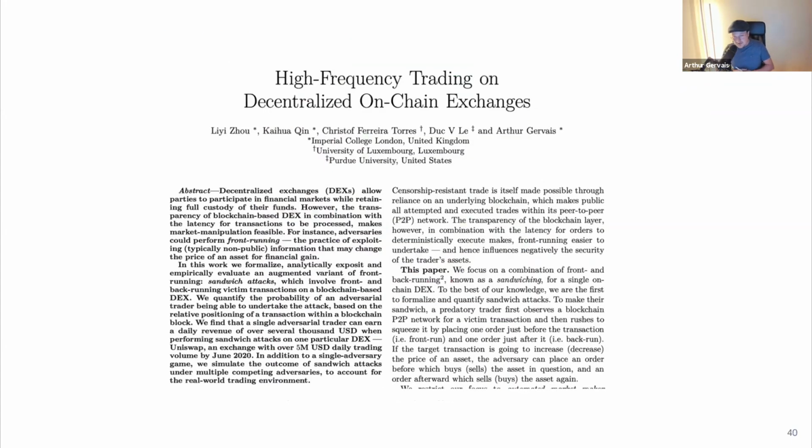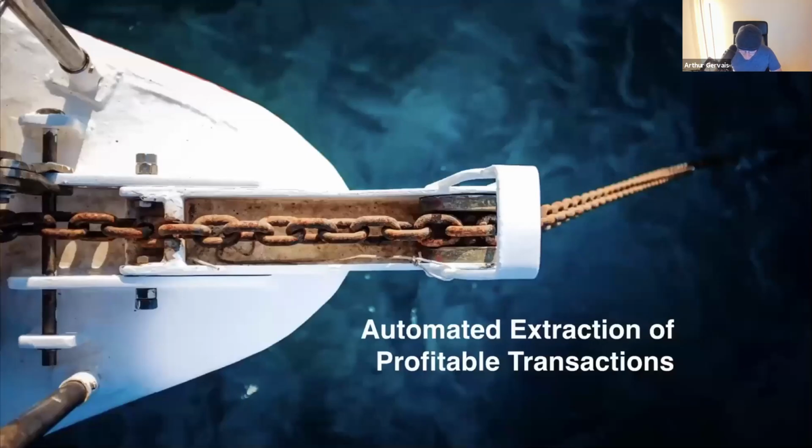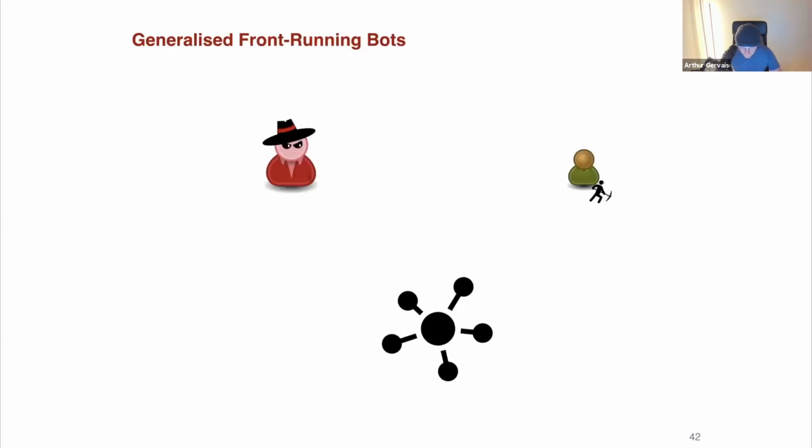For the full details, again, I would like to refer you to our high frequency trading paper, which explains the gist of this in more detail. So let's jump to another, more general capability for front running. This is the automated extraction of profitable transactions, also called generalized front running bots. Front running is what we've just discussed earlier.